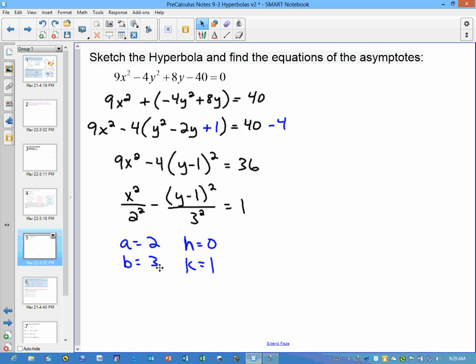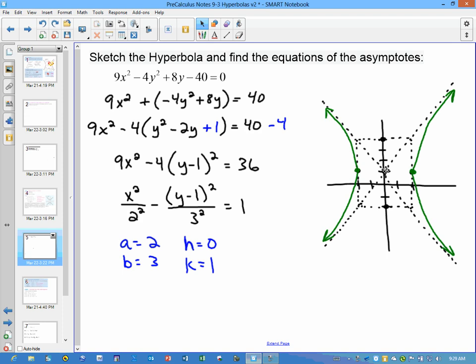And graphing, I start with h and k. I start with the center. So 0, 1, that's my center. I make that dot. And then since this is associated with the x value, the horizontal, so the x comes first. So in the horizontal direction, I'm going to go 2 units from the center in either direction and make a dot. And then in the y direction from the center, I'm going to go up and down 3 units. So up 3 units, make a dot, down 3 units, make a dot.